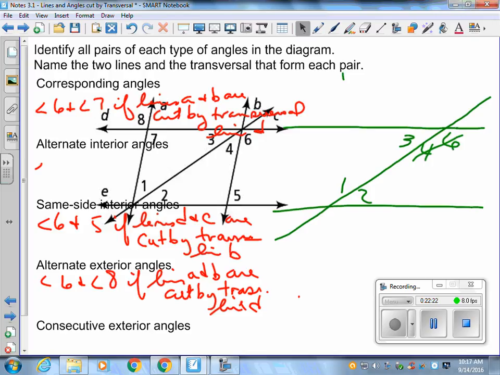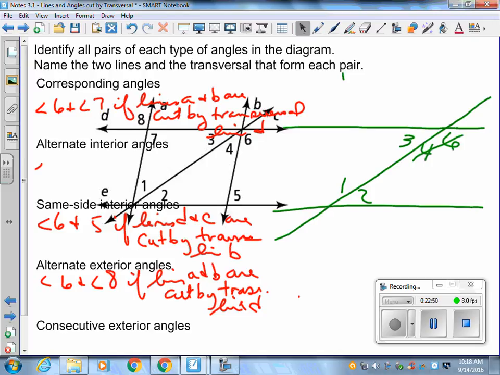Now I could talk about 1 and 2 being supplementary, but is that on my list? No. So sometimes there'll be relationships in the picture that are not on the list that they're asking about. 1 and 3 are supplementary, not because they're positioned to be supplementary, but because that's what same side interior and exterior angles are.